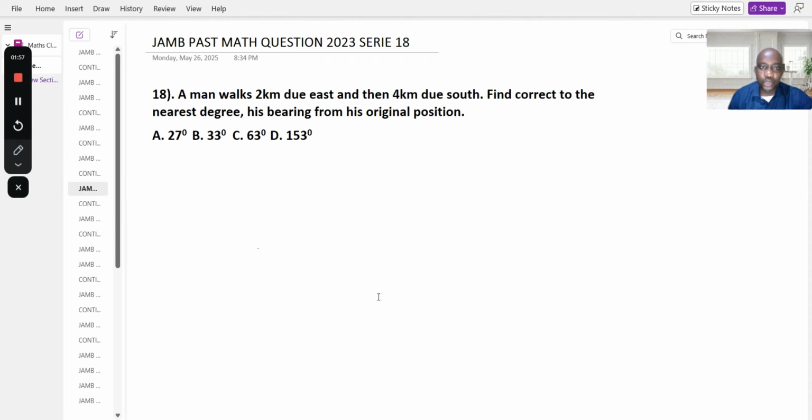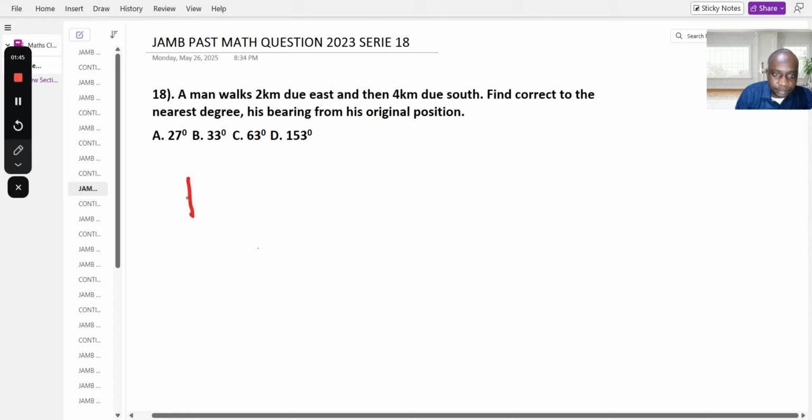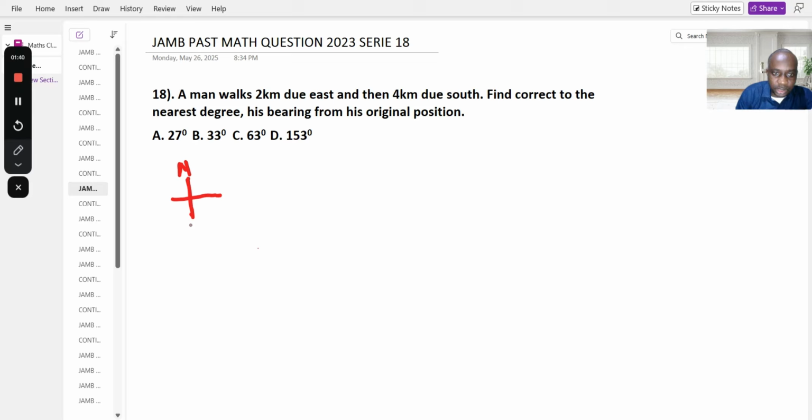A man walked 2 kilometers due east and then 4 kilometers due south. Find, correct to the nearest degree, the bearing from its original position. Now let's draw the bearing. This face is north, this face is south, this face is west, and this is east. And the man walked 2 kilometers east. Let's draw it. 2 kilometers east.